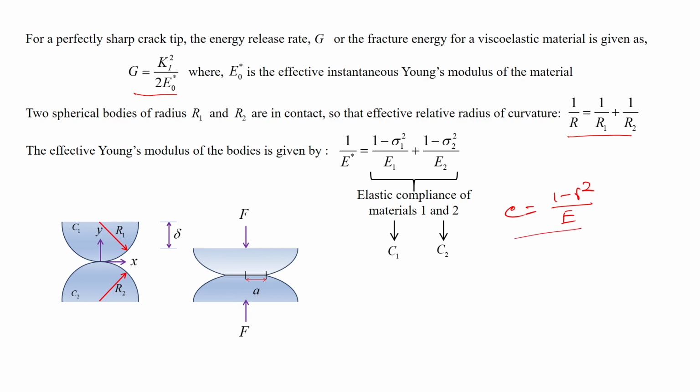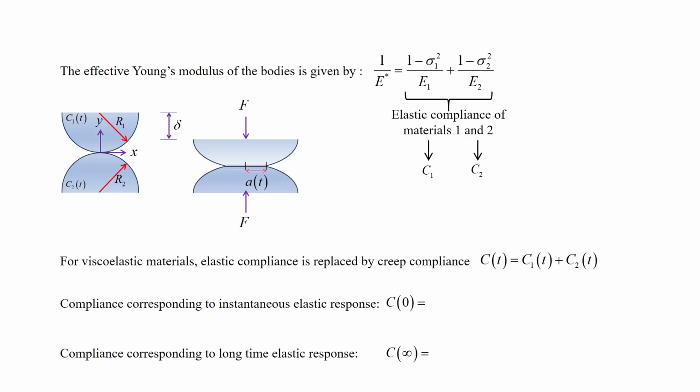So here we have an effective compliance C, which can be written as C1 plus C2. This is for an elastic material, but for a viscoelastic material we need to define it slightly differently. As I said, the Young's modulus will vary because it relaxes. So the compliance is replaced by C1 of t and C2 of t. This is called creep compliance, and it becomes a function of time, and this C0 becomes the instantaneous compliance.